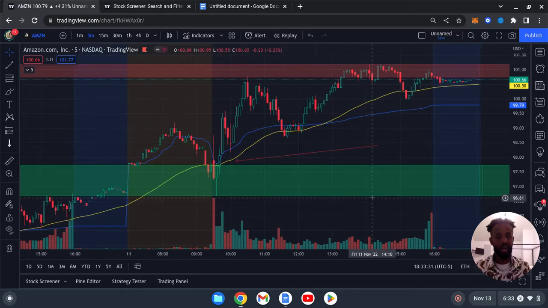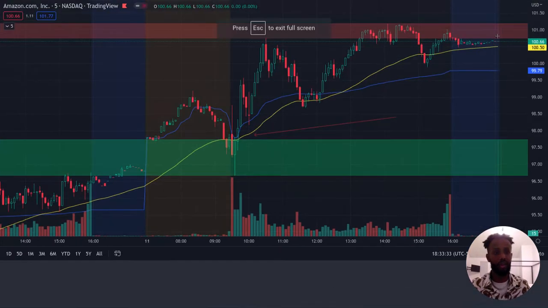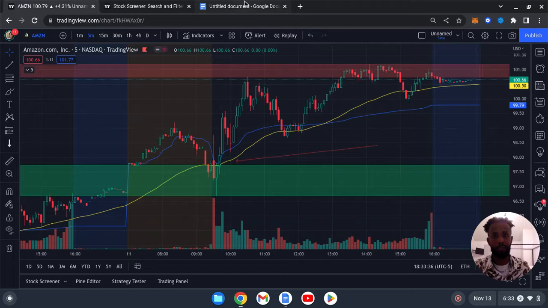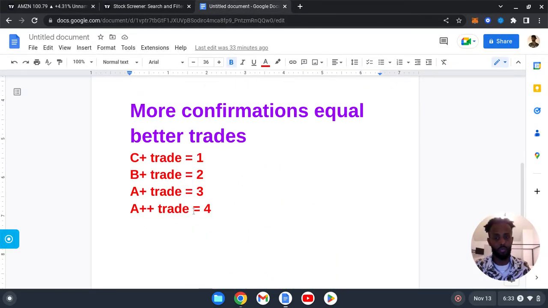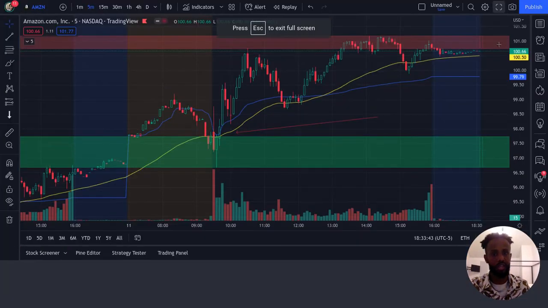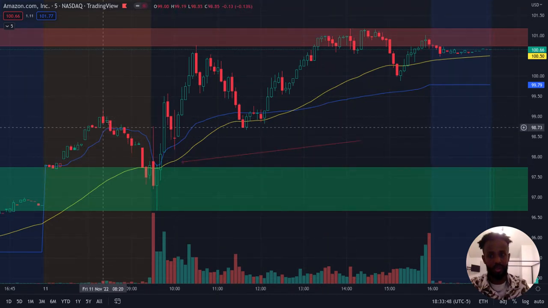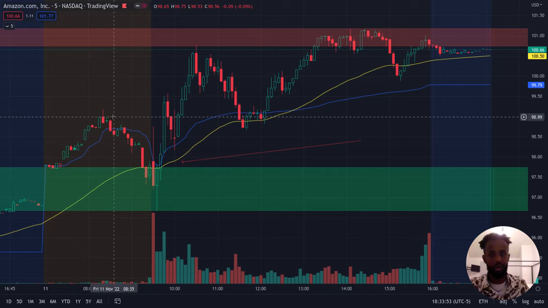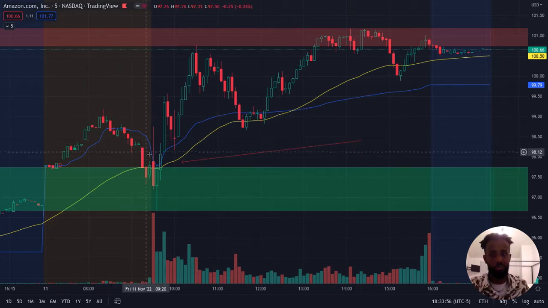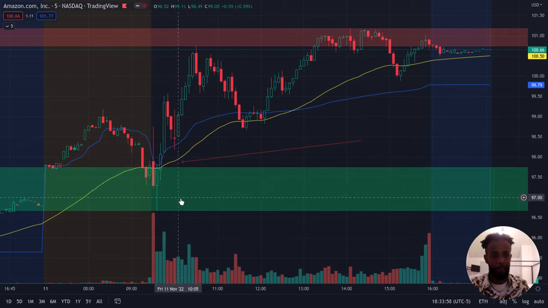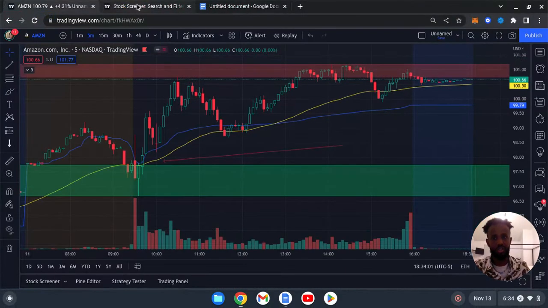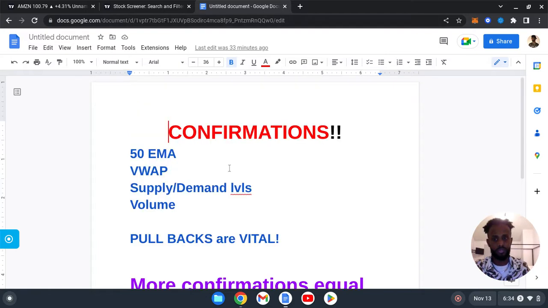This trade I would consider an A++ trade because I had four confirmations. When we look at Amazon here, we can see that we pulled back. In pre-market it was trading at about $98, $99. It pulled back to where? This demand zone. So that's confirmation number one, a demand zone confirmation.